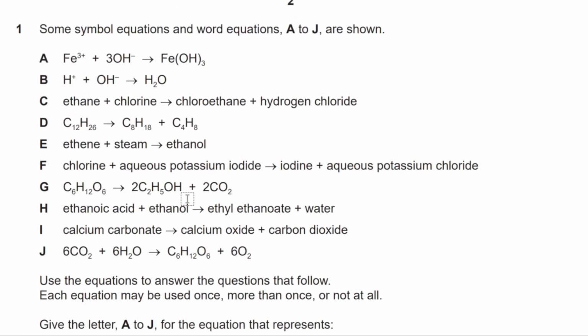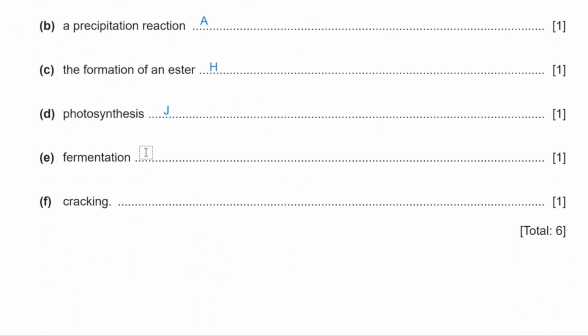Fermentation. Now fermentation is the process when ethanol is formed after the reaction of ethene with steam, and as we can see, that is option E. So our answer for part E is option E.